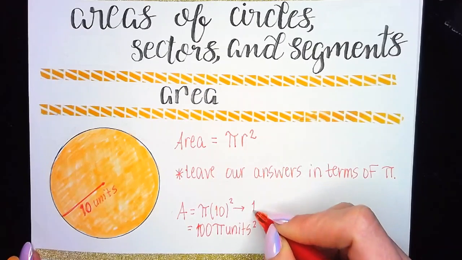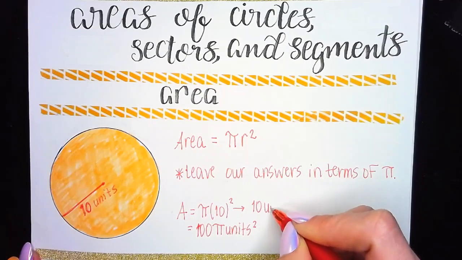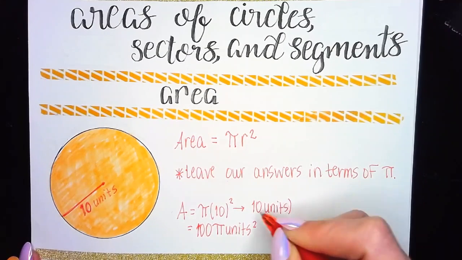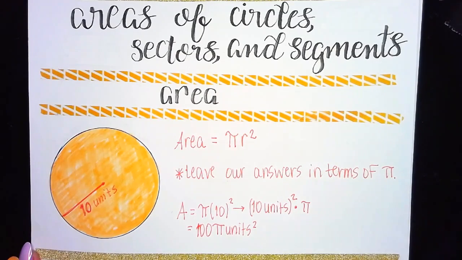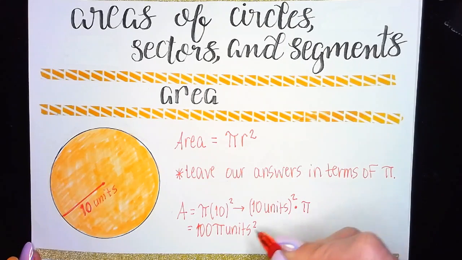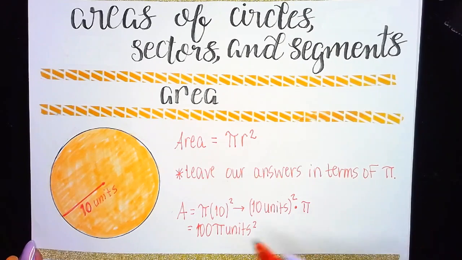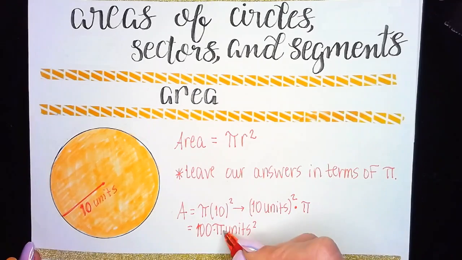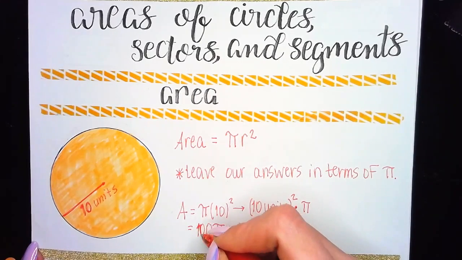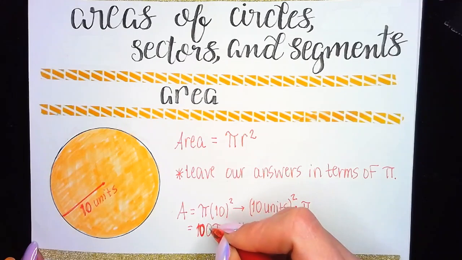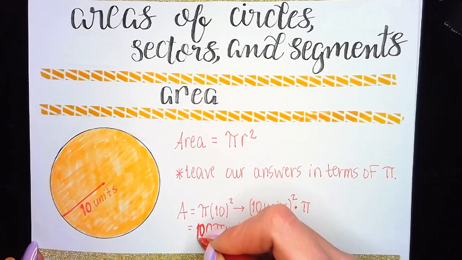You also could have plugged those units into your equation. 10 units for your radius squared times pi. Commutative property, it doesn't really matter where I put that. 10 squared is 100. Unit squared is unit squared times pi. 100 times pi times unit squared. So it does make sense that we get squared units at the end of it, two-dimensional.